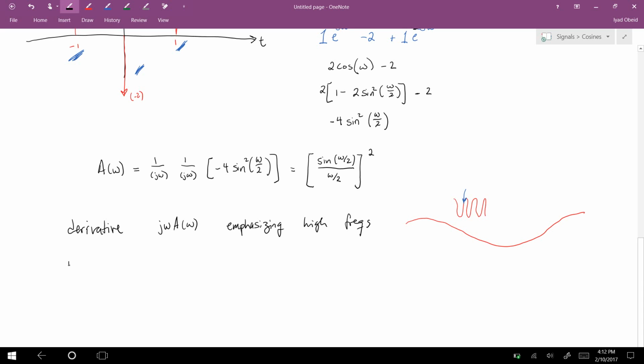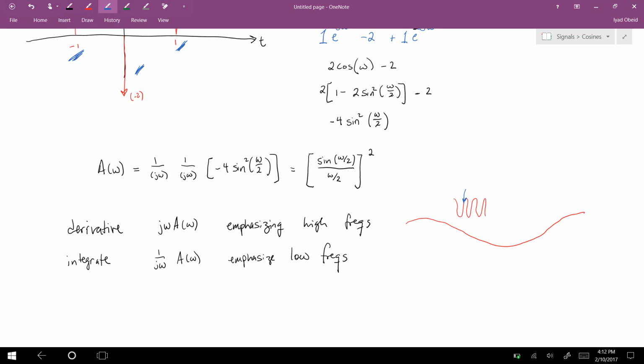Interestingly, the opposite thing happens when you integrate. When you integrate, you're essentially dividing by j omega. And that's going to emphasize low frequencies. So, in other words, when you integrate, if your original signal had some low frequencies in it, those low frequencies are going to be even more emphasized.